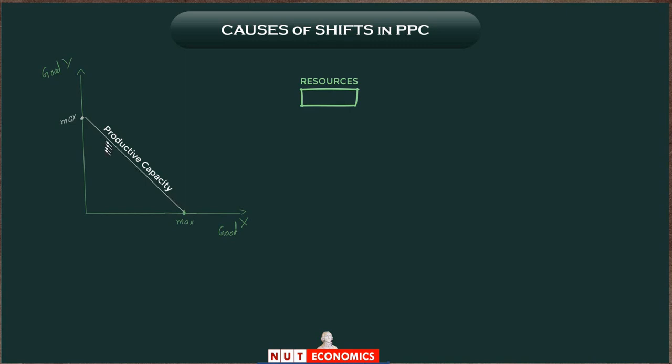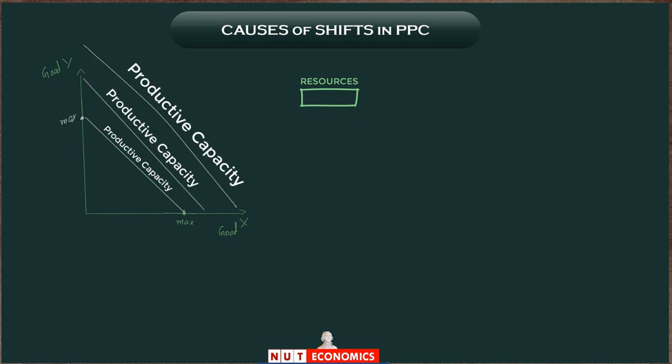A country can produce less than these combinations. It can produce, remember, inside a PPC, but it cannot go beyond a PPC. This is the end of its productive limit, its productive capacity. Now, what determines the productive capacity of a country? What determines whether your PPC will sit here or maybe here or maybe somewhere even further outside?